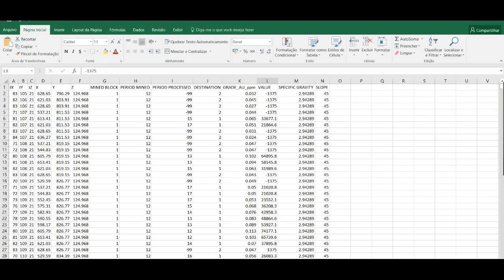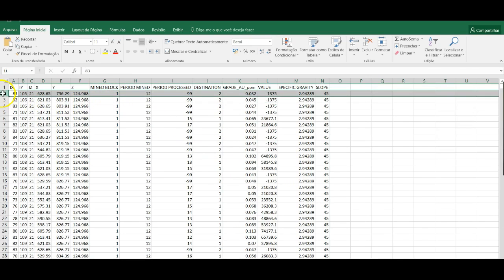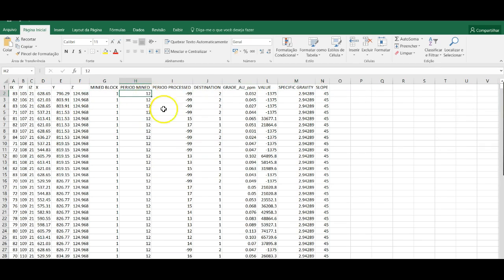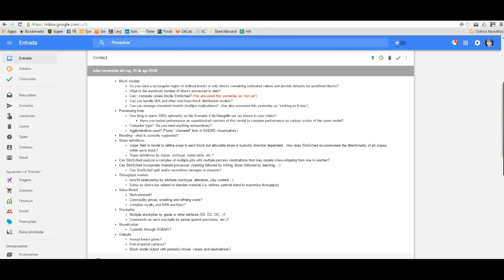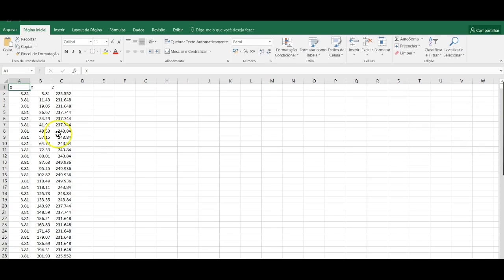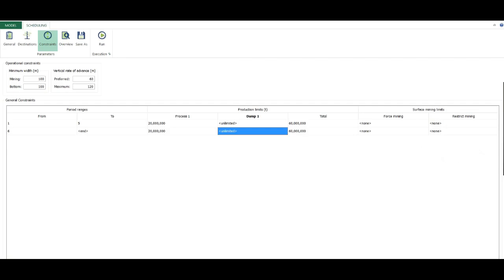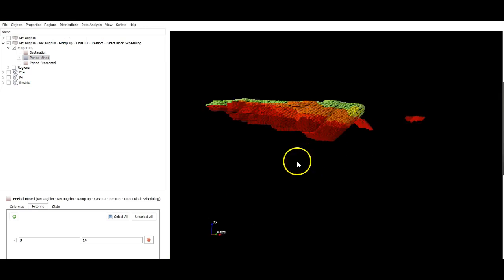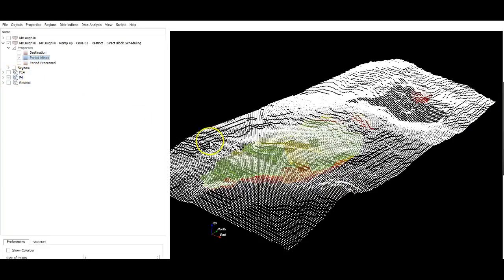And as I said, this block is going to be mined entirely in period 12. There's no possibility of SimSched mining partial blocks. We believe it's unreal, and we're not implementing it this way. And end of period surfaces, yes. If you see in the folder, we have one file for each period, and this is a grid file. You see X, Y, Z is a set of points that you can import in any software. And you can see in SGEMS it is also exported automatically.